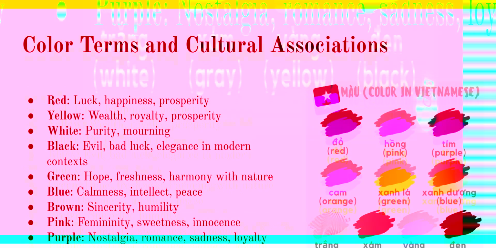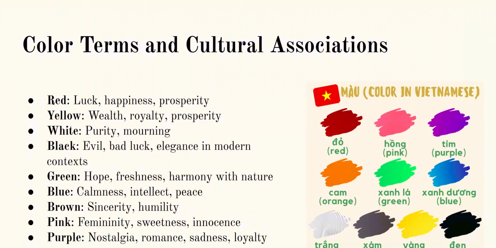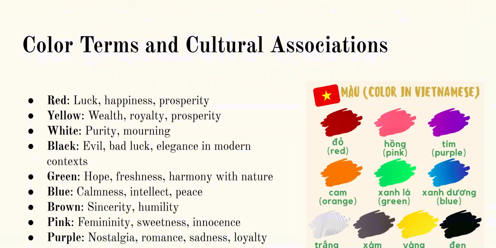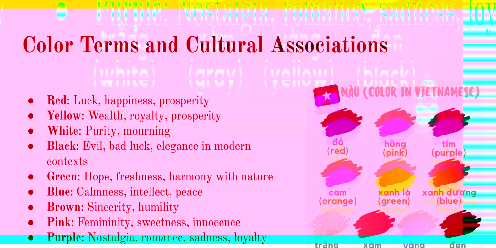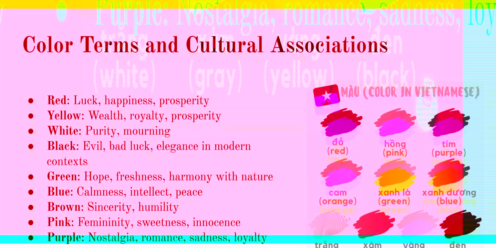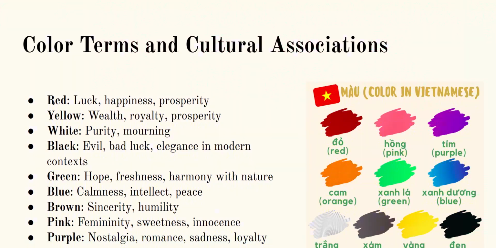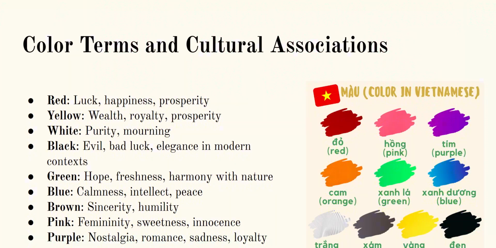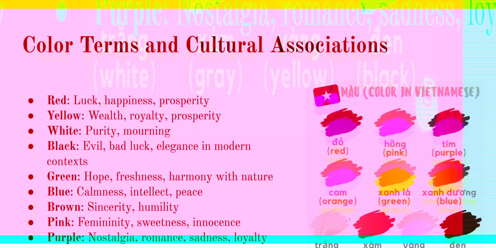If we talk about color terms and their associations, we have nine colors and some of them are semantically associated with something. Red means luck and happiness, yellow means wealth and royalty, white in Vietnamese is a symbol of purity and mourning, black is evil and bad luck, and in the modern world it's represented as elegance. Green is hope, freshness, and harmony with nature.